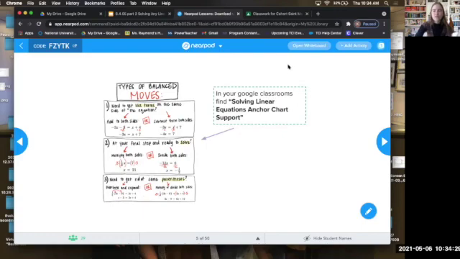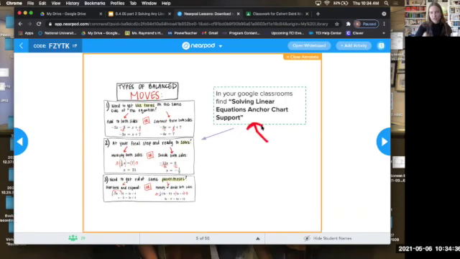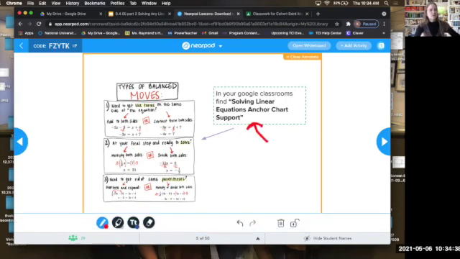So I'm going to have everyone pull this up in your Google Classrooms and then just chat in ready into the Zoom chat once you have it up. I'll also put this in the Zoom chat, and I just posted it, so some of you may even have it up. It's called Solving Linear Equations Anchor Chart. I think it's just called Anchor Chart in your Google Classroom.